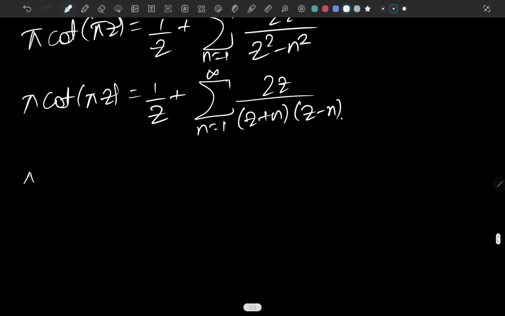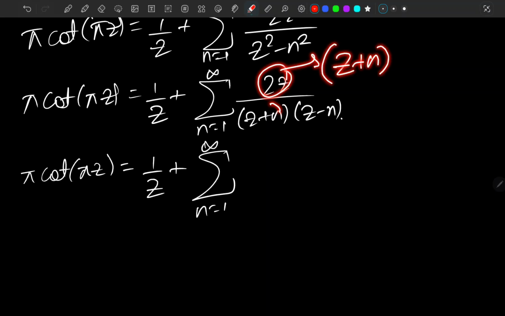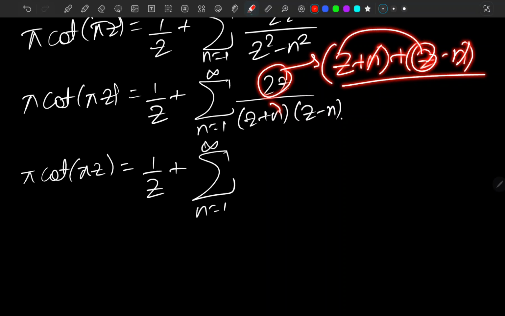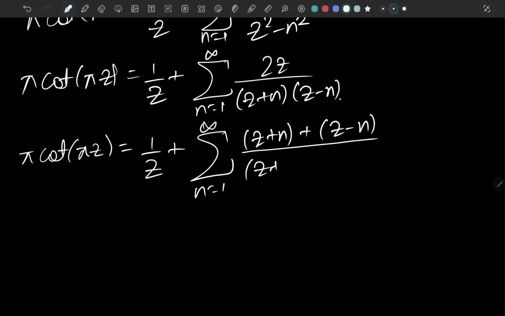Okay, and now again pi times cotangent of pi z equals 1 over z plus the sum as n goes from 1 to infinity of, well, we can write this 2z as z plus n plus z minus n, because eventually this minus n is positive and going to cancel out. We would be left with z plus z, that is 2z, right? So let's just write that down: z plus n plus z minus n over z plus n and z minus n.